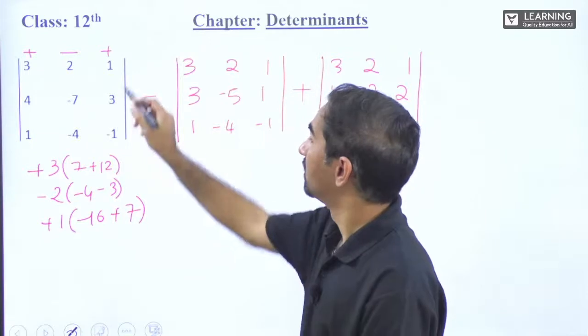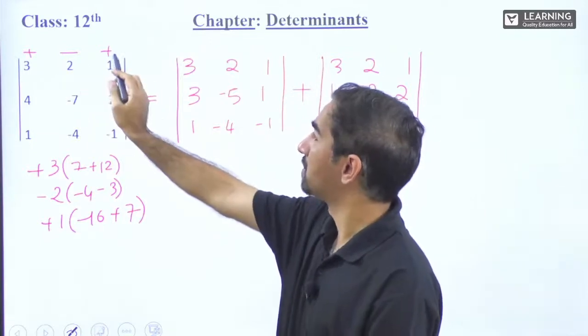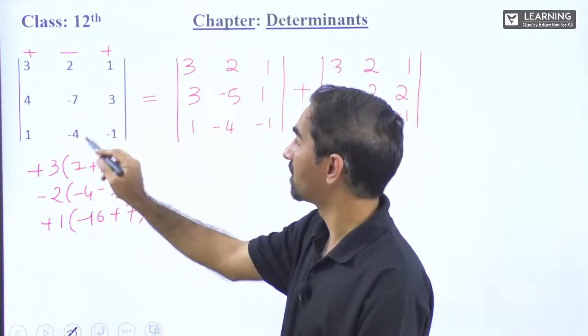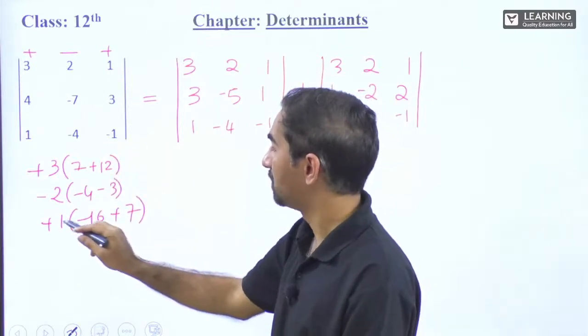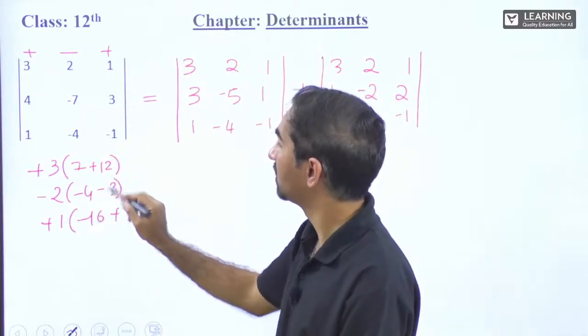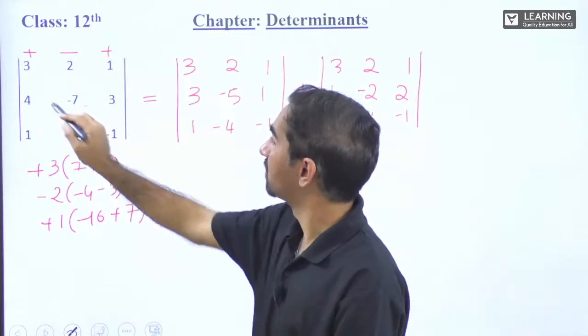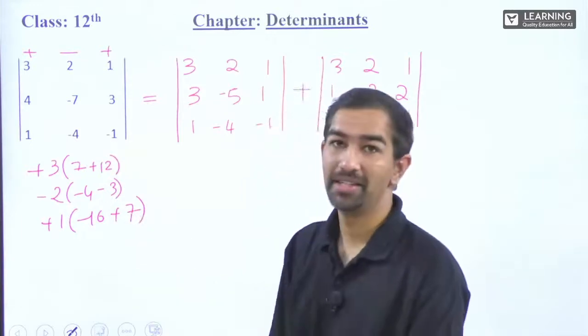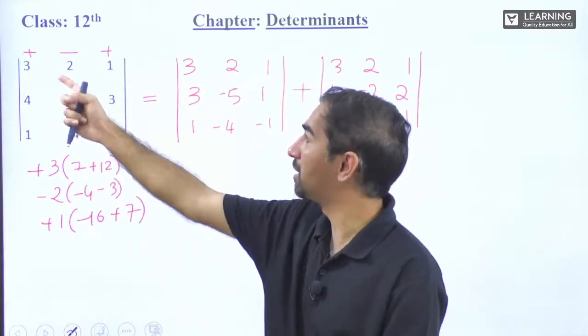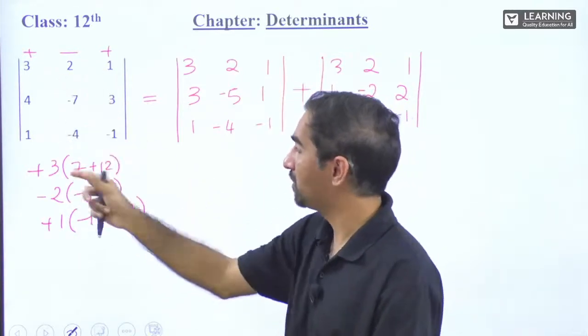Correct? So plus, minus, plus. Plus 3 of 7 plus 12, minus 2 of minus 4 minus 3, and plus 1 of minus 16, so that is minus 16 plus 7. Alright, so this is what we did. We expanded the determinant along the first row. Now let us see what is the value of this.